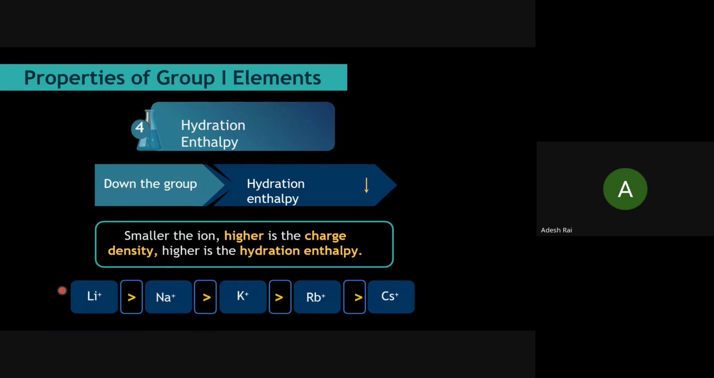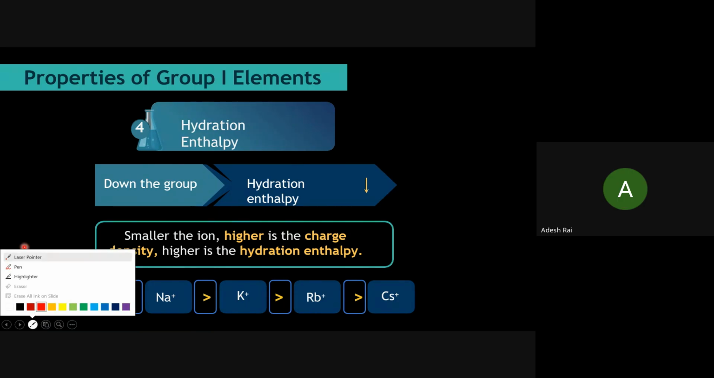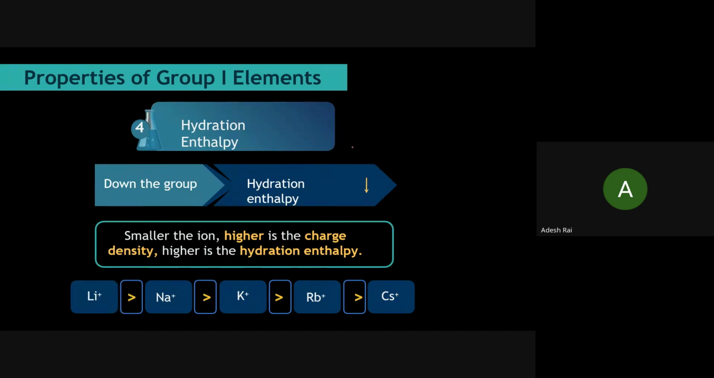Because, should I write it here? I'll write it over here. That hydration enthalpy is directly proportional to charge and inversely proportional to size. Is that clear? So this charge to size ratio is called charge density. Am I clear to everyone?